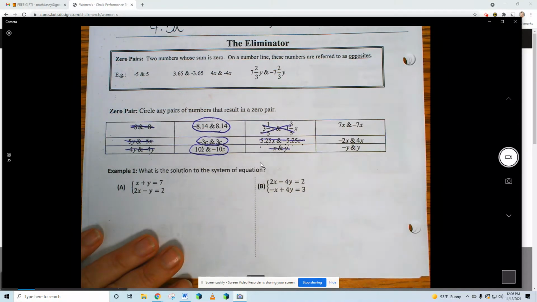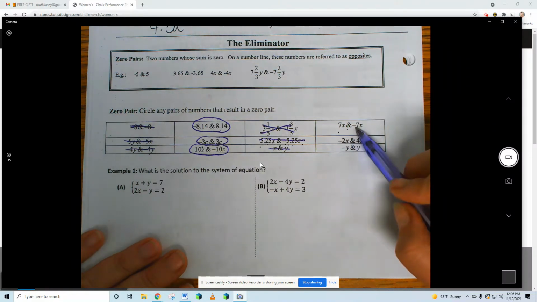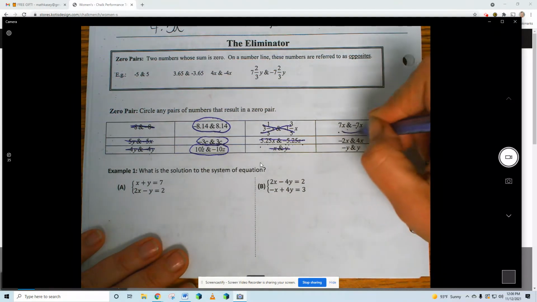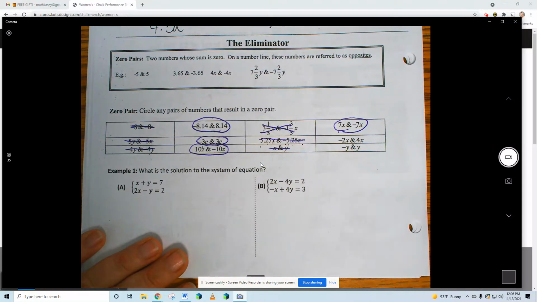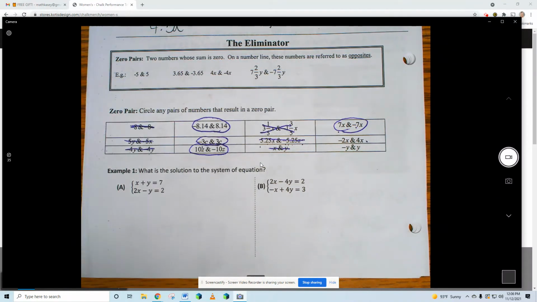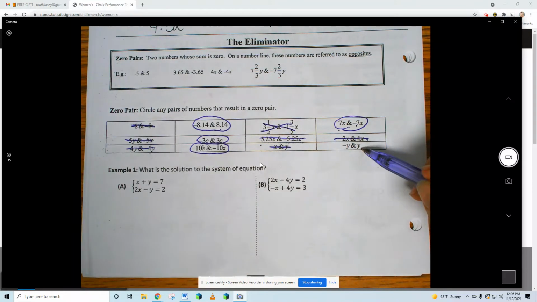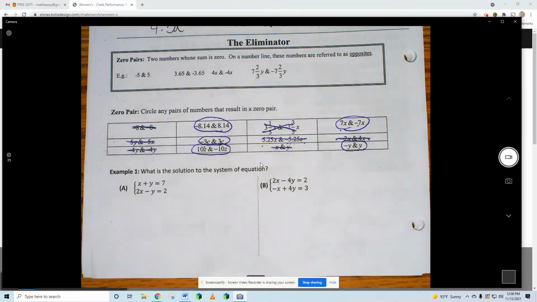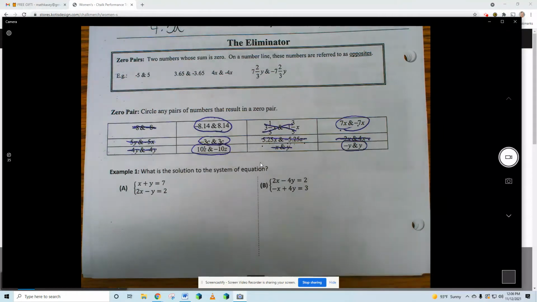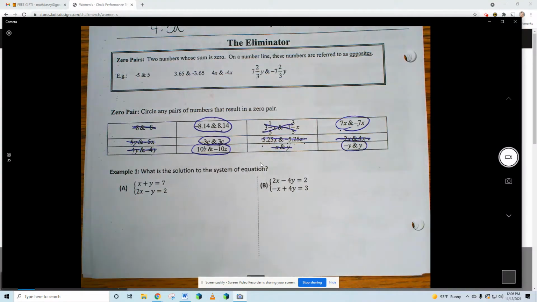X and Y. No. Okay, 7x and -7x. Good. Circle it. -2x and 4x. No. And -y and y. Good. So you guys are good at identifying zero pairs. Zero pairs cancel each other out and make zero when you combine them, when you add them.